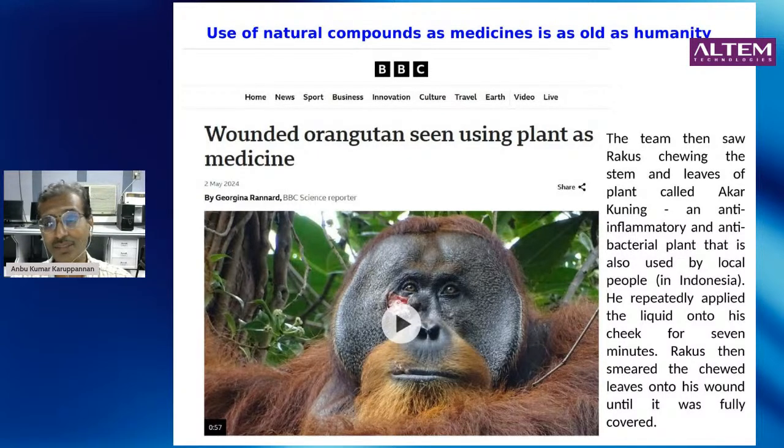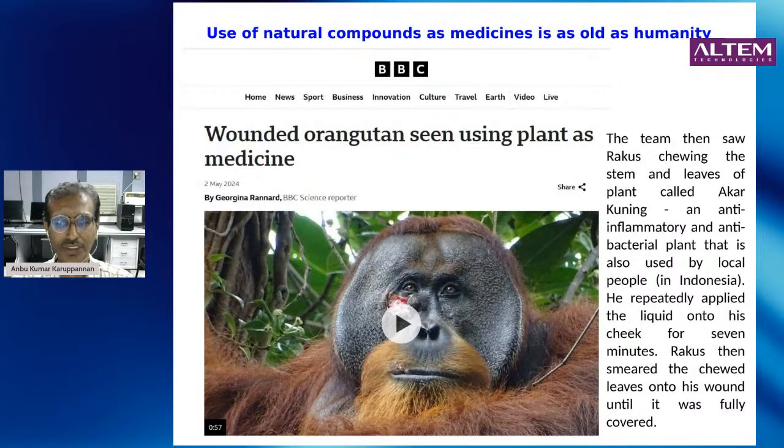This orangutan went on to chew some of the leaves from the environment. The plant is actually called akar kuning. He chewed the akar kuning plant and took the juice from the plant and also that chewed material and applied it on his wound. He repeatedly did this, and within 1 month, the wound, which looks really horrible, got healed completely, and he was back to normal.